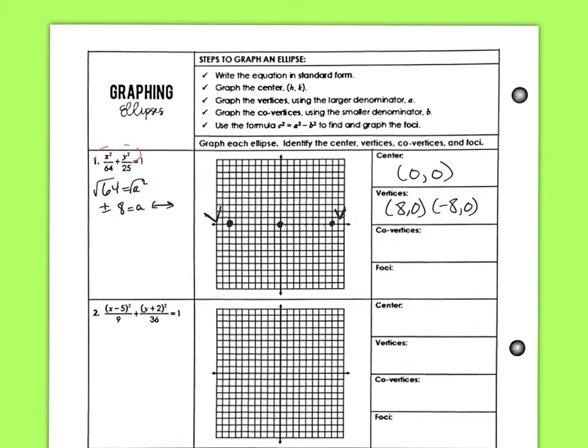Now the co-vertices go with the b, so b squared is smaller. So 25 is b squared. So plus or minus 5 is b. Now this falls underneath the y, so that means we're going to count up and down from the center, 5 each. These are your co-vertices. So this is another co-vertex.